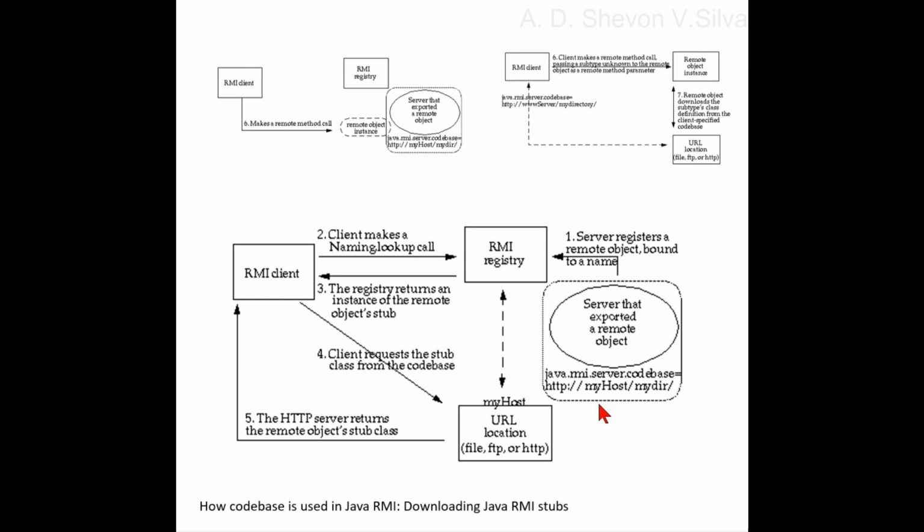In order for a client to call methods on a remote object, the client must have a way to communicate with the remote object. Rather than having to program the client to speak the remote object's protocol, Java RMI uses special classes called stubs that can be downloaded to the client. They are used to make method calls on the remote object.